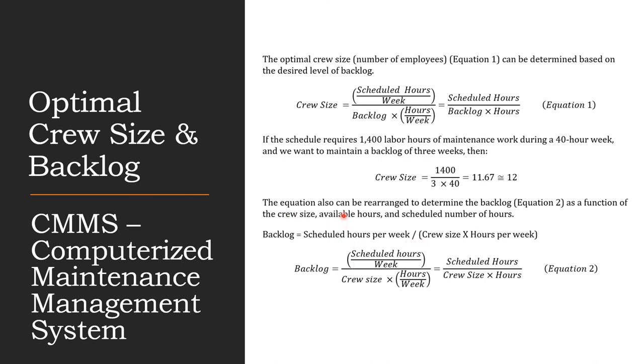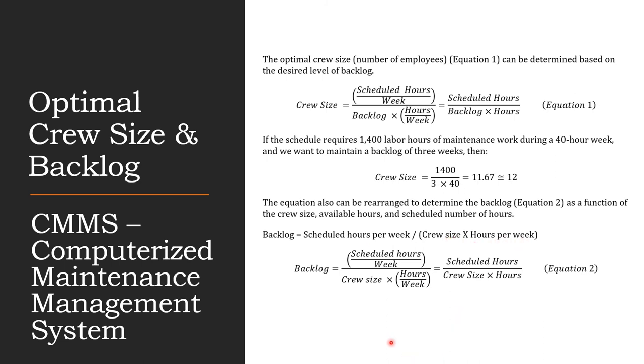So now the equation can also be rearranged. We're going to take this backlog out. That's just your algebra. We move it to this side, so we rearrange it and get equation two. In equation two, we're looking at backlog. We're trying to calculate the weeks of unfinished work. So backlog is equal to schedule hours per week divided by crew size times hours per week.